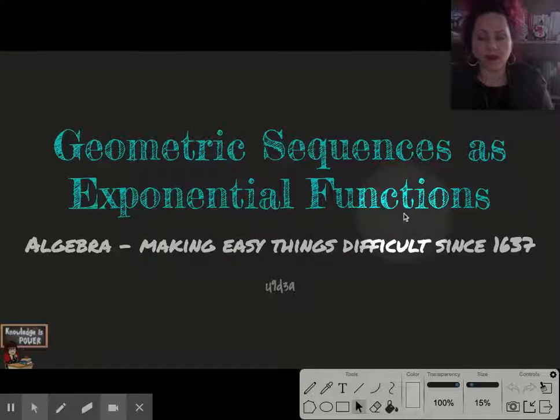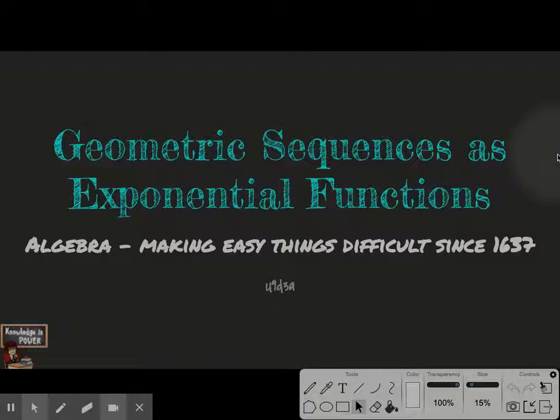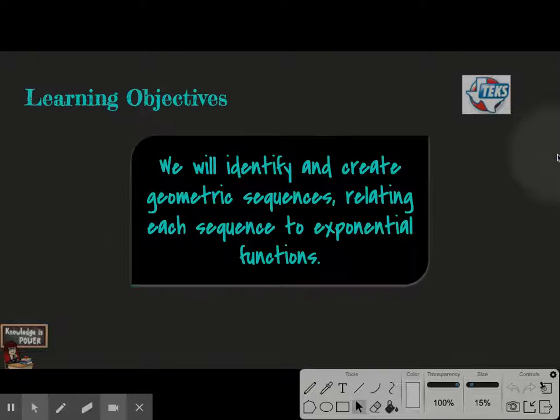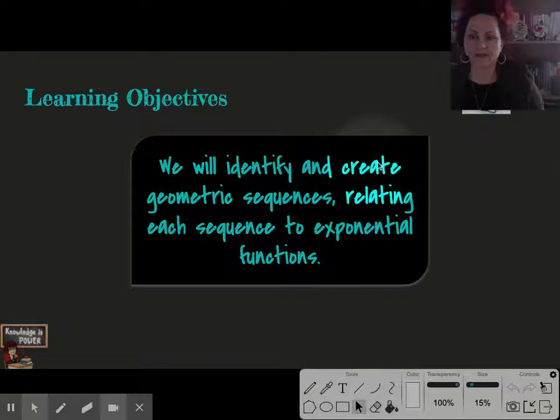Sequences today, geometric and arithmetic sequences, and specifically we're going to be connecting geometric sequences to exponential functions, okay? Sounds way harder than what it is, I promise. Okay, let's go to our next slide here. Here are our TEKs, and our objective today: we will identify and create geometric sequences, relating each sequence to exponential functions. Okay.